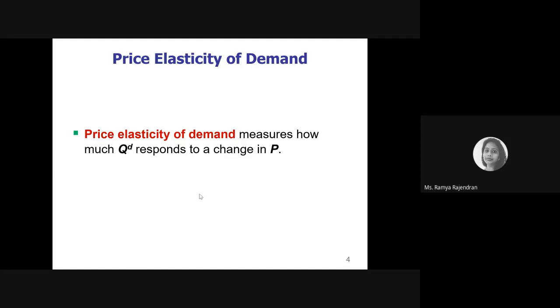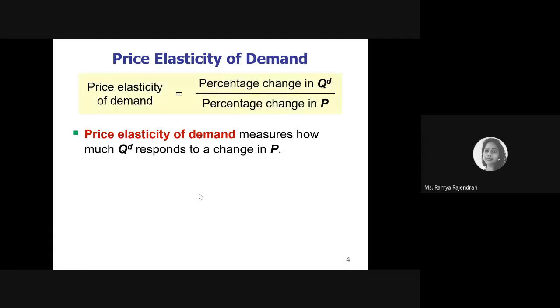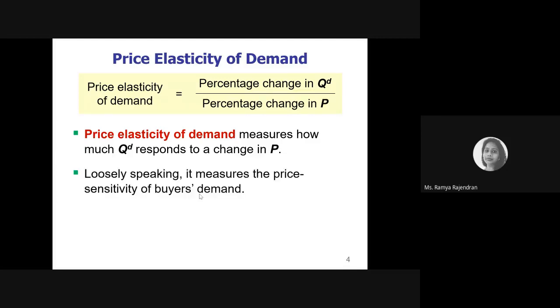We have been discussing all of this in a previous session on supply, demand, and equilibrium. So the formula for price elasticity of demand is the percentage change in the quantity demanded divided by the percentage change in the price. Let's see how this formula is computed and how we are going to compute this percentage change for the quantity as well as for the price.